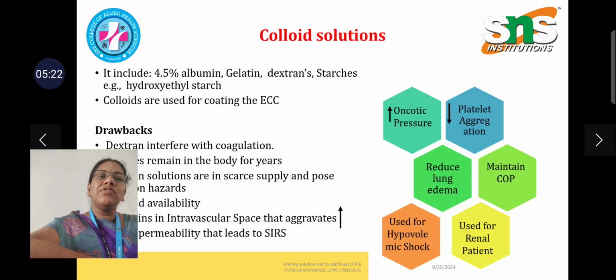What is the advantage of using a colloid solution? It increases oncotic pressure, decreases platelet aggregation, reduces lung edema, maintains colloid osmotic pressure, is used in hypovolemic shock, and is used for renal patients. There are various forms of colloid solution, for example 4.5% albumin, gelatin, dextran and starch. The colloids are used for coating the extracorporeal circuit.